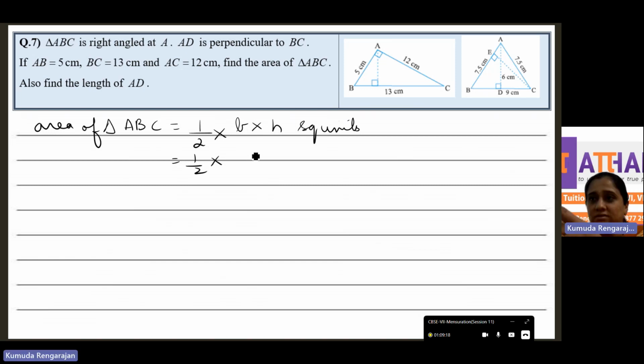Half into what is the base? Base alone, you should say. If you take BC as the base, which is the altitude? AD. But do you know the length of AD? So then you cannot take BC as the base because you don't know the altitude. Why didn't we take BC as the base? Because you don't know the value of the altitude AD. Okay, so which is the base then?